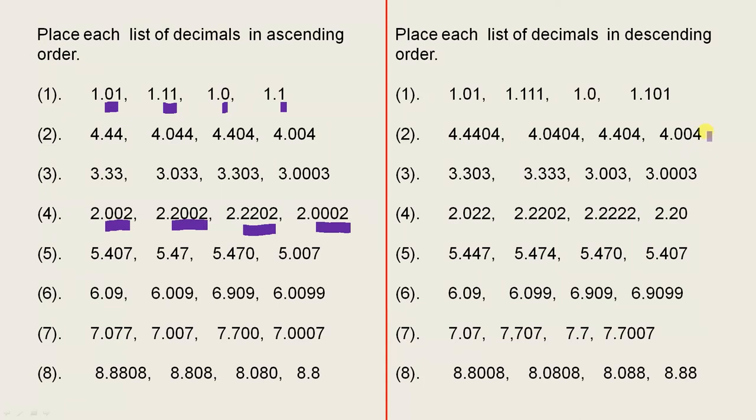Now, this is exactly the same principle here, except we're writing in descending order. That means from largest to smallest. So the principles are the same. Make sure that with every example, the number of digits after the decimal point is the same, and then it's easy to do the comparison. Let's look at the next slide.